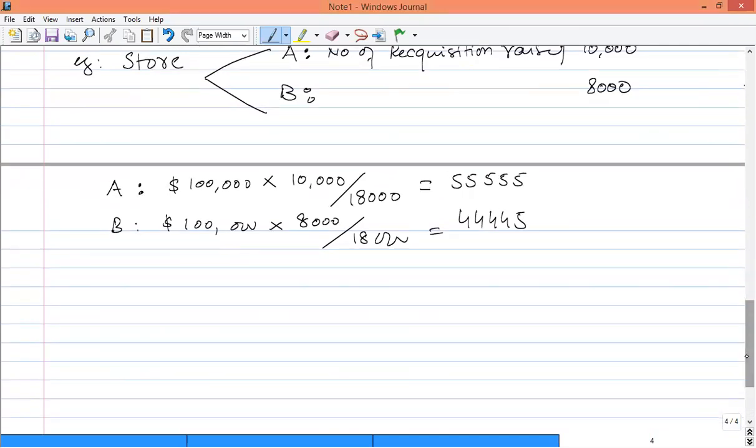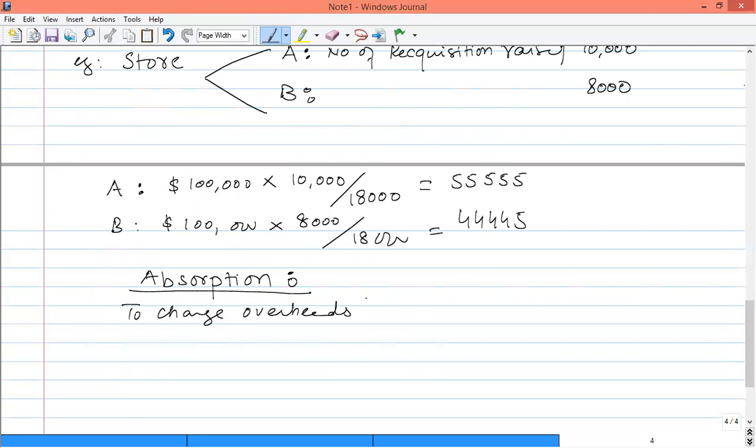So after reapportionment, now we have the figures of two production cost center overheads. But still we have no idea about how we can transfer these overheads to a specific cost unit. So for that purpose, we will start another process that is called the absorption. What it means is to charge overheads to specific cost unit.